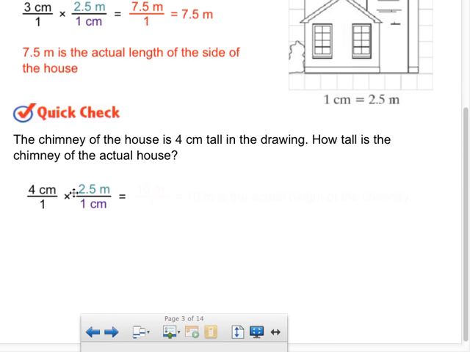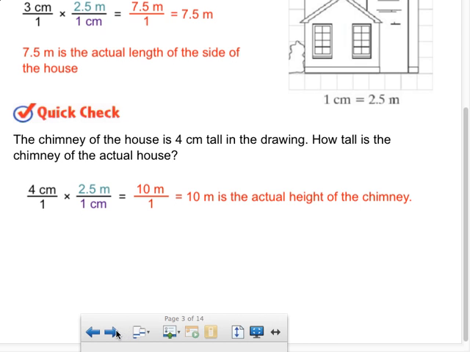So then when I multiply that, what did you get when you multiplied that out? Who got the value? Logan? 10 meters over 1, or 10 meters is the actual height of the chimney. Okay, any questions about that?